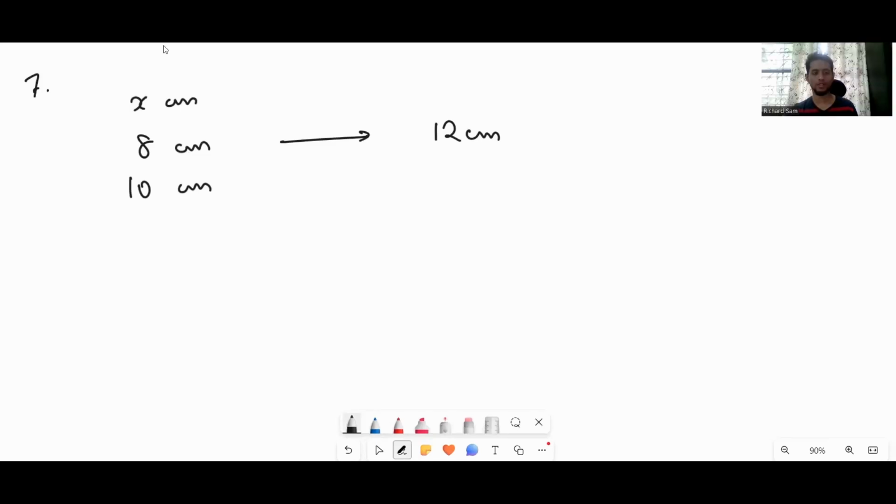So here also same story. Three cubes are there. They are melted and made into a bigger cube. And here they have given the side of the big cube. What they have not given is the x, that is one side of the small cube. So again, same formula. I think it will be 6.